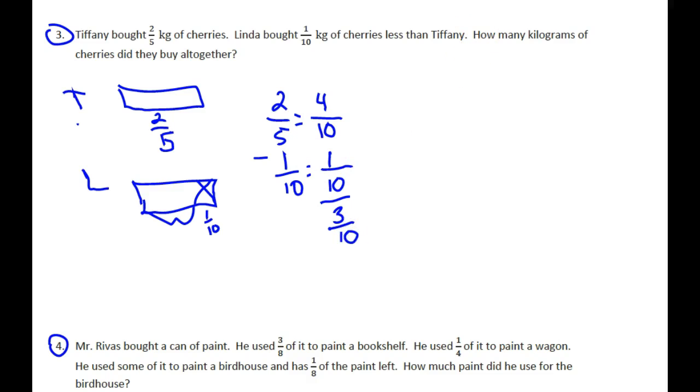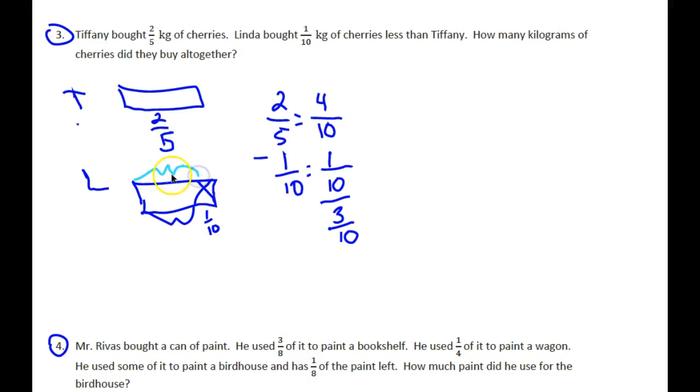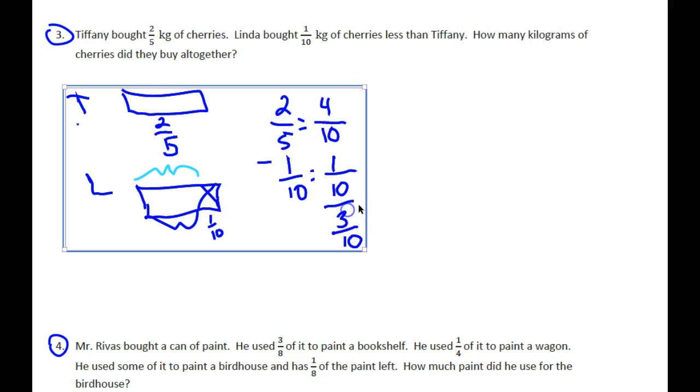3/10. So that means that this amount right here, and I'll do it in a lighter color, this amount right here is 3/10. Hope it's moving again. So if that's 3/10, now what we have to do is figure out how much it is all together. So if we come on over here, we add them together.